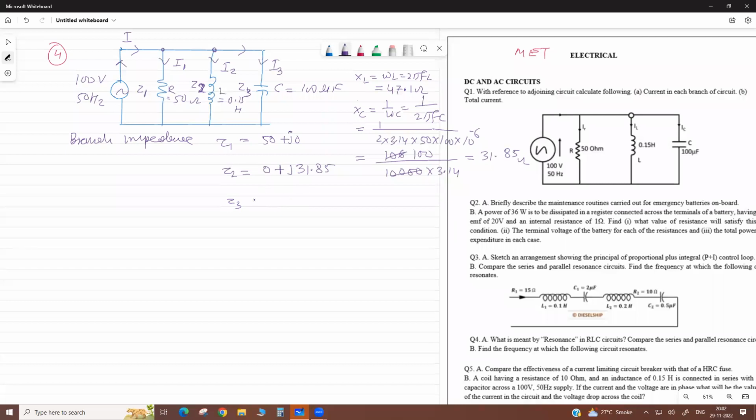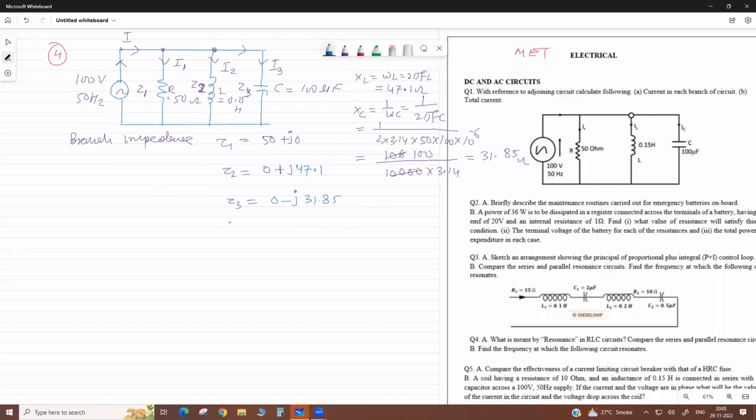847 means okay. And here, oh no, this is 47. This is J 47.1, and this is 0 minus J 31.85. Okay, dear. All three impedances. Now you can write their polar form.